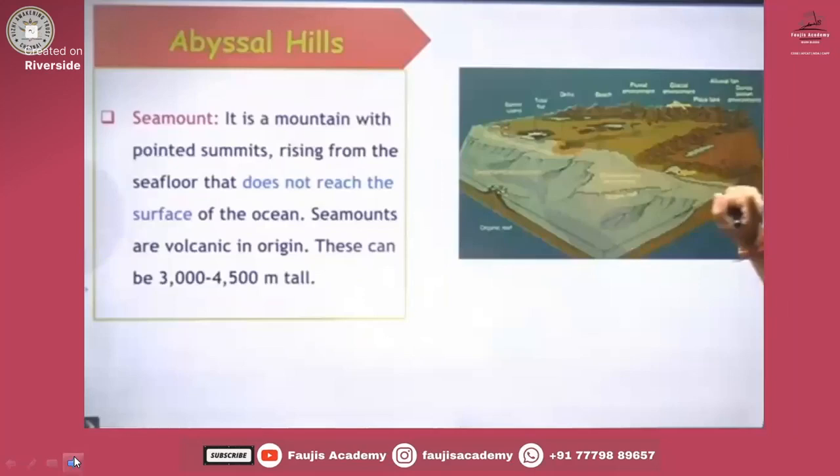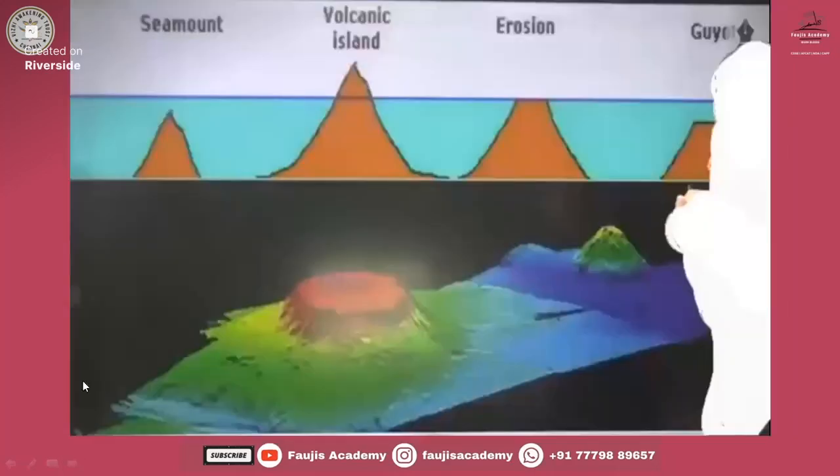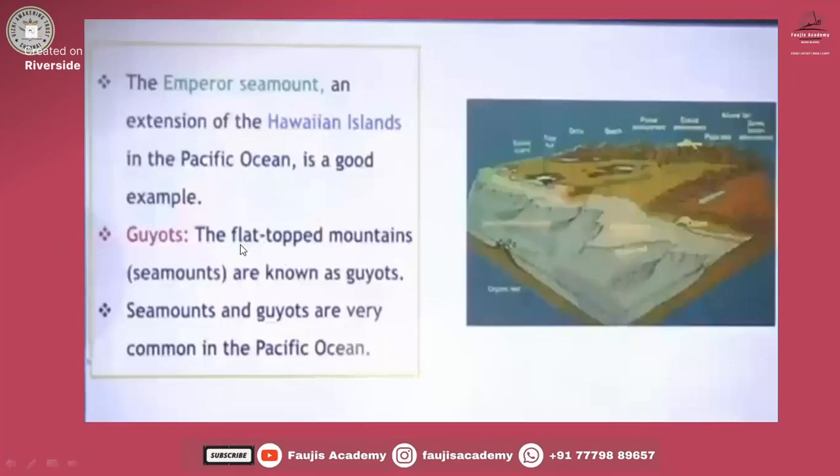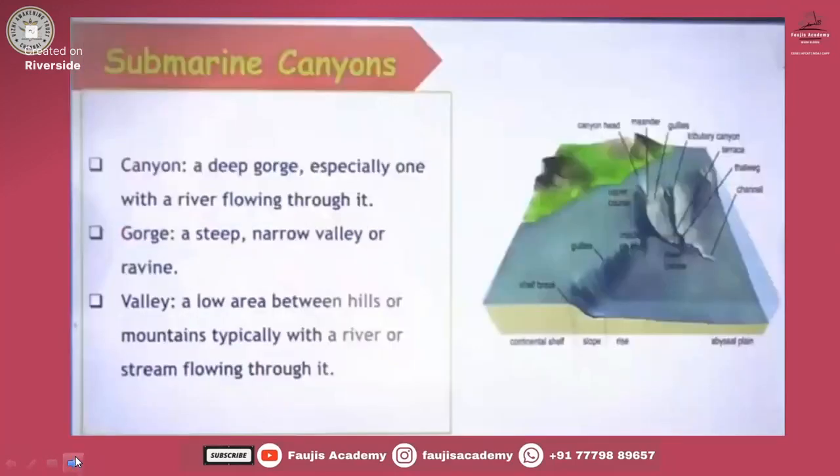Then abyssal hills. You all saw about the seamount here. Seamount means a pointed tip type will be there. And if it has come up above the water, then that is an island. And after erosion, if the shape becomes flat, that is the guyot. So all these definitions are given. Flat top means the guyot. Seamounts and guyots are very common in the Pacific Ocean.